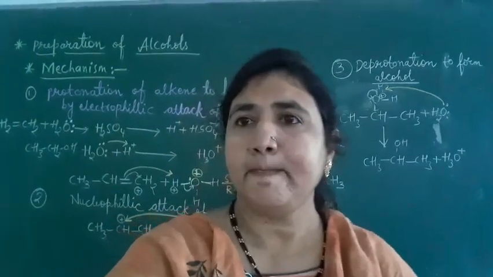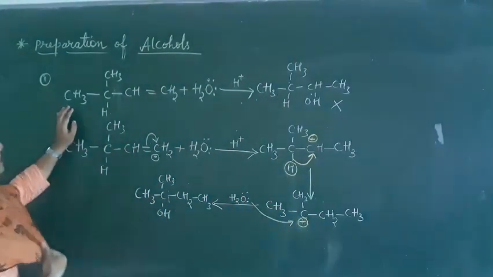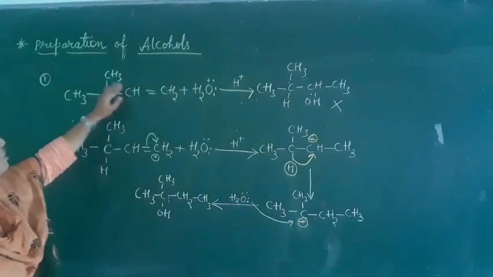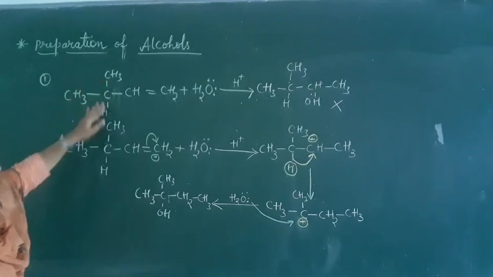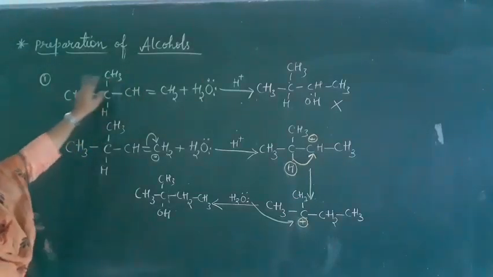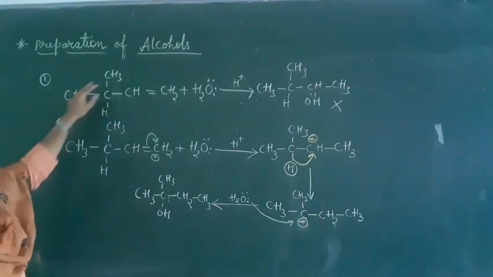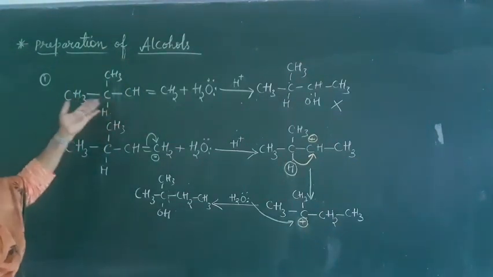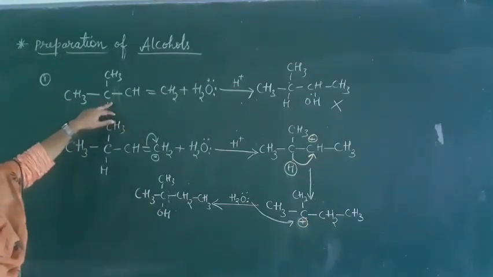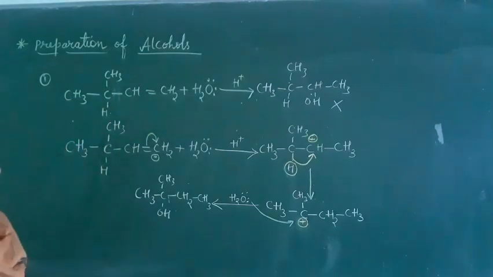Look at the example here. This is CH3, CH double bond CH2, and here we have one methyl group CH3. The common name is isopentene, with two methyl groups here. The IUPAC name: numbering 1, 2, 3, 4, on the third carbon we have a methyl group, so it is 3-methyl-1-butene.